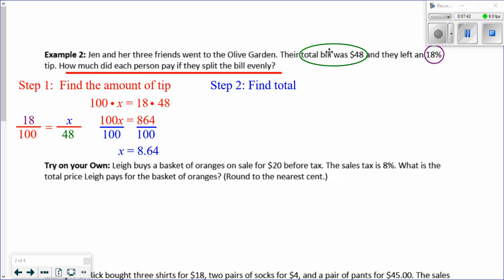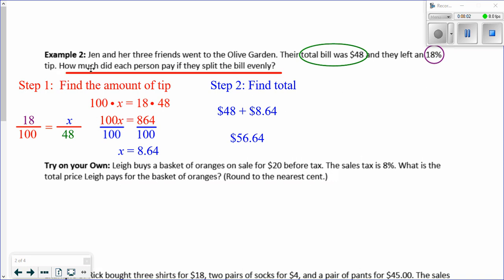So the total would be the bill plus the tip. So I'm going to add those two together. So $48 plus the $8.64 for the tip. They have to leave $56.64. That is how much they have to leave before they leave the restaurant.